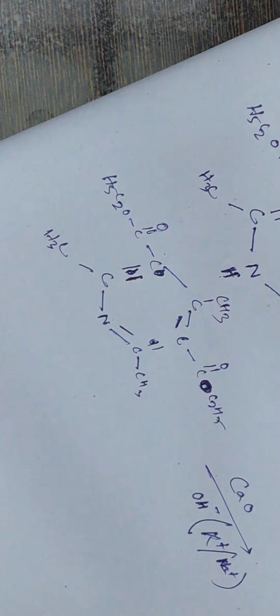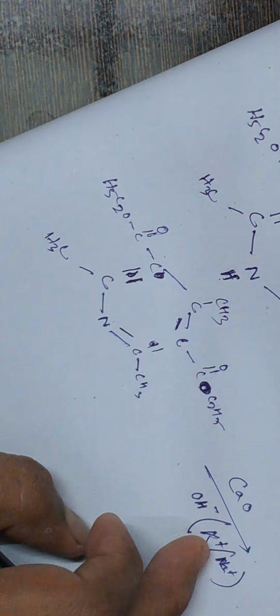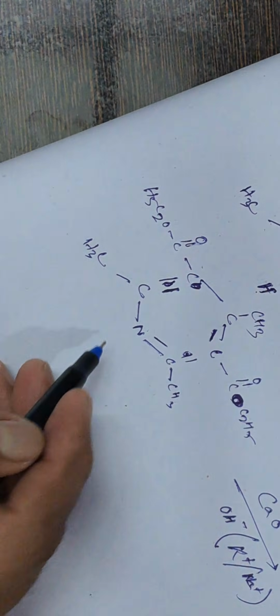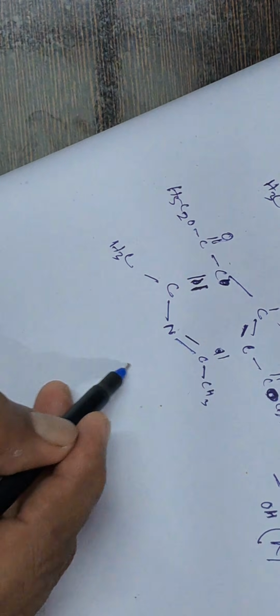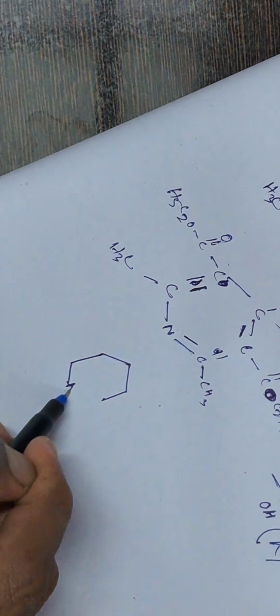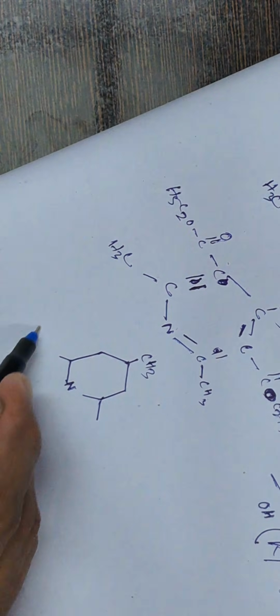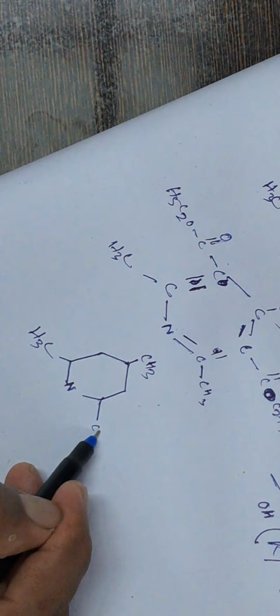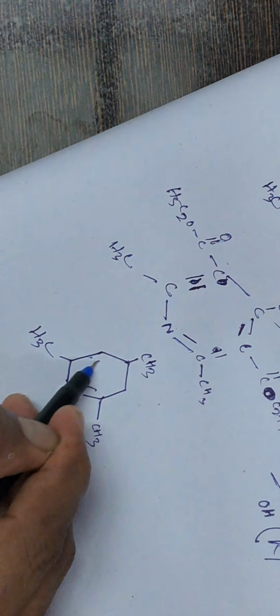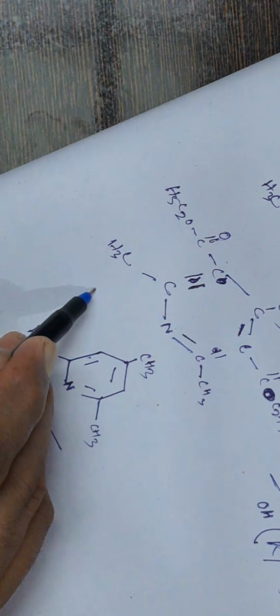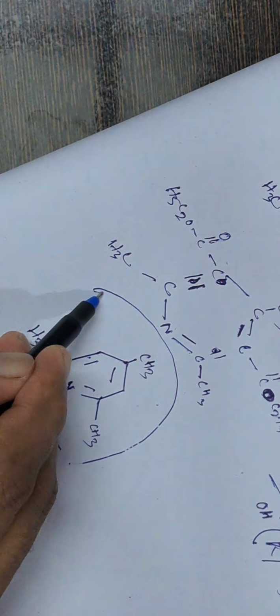Now what will happen here? While treating this with this combination, what will happen? It ultimately leads to the formation of the pyridine that we are after actually, that is trimethyl pyridine. So this is how we have got the compound of interest, that is trimethyl pyridine.